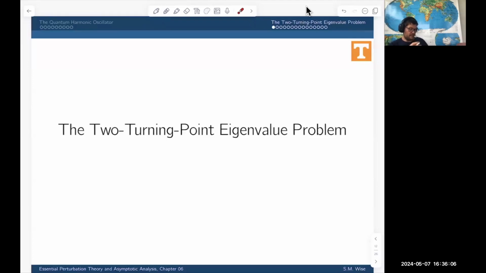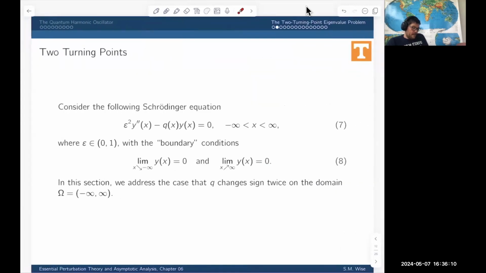So let's see if we can generalize that last problem a bit. Here we're going to consider the following Schrodinger, quote unquote, type equation, a time-independent Schrodinger type equation. We're going to include the possibility that we have an epsilon term up front, where epsilon is a small parameter. y satisfies the usual boundary conditions: as x goes to minus infinity, y approaches 0, and as x approaches plus infinity, y approaches 0. In this case, we're going to be interested in getting an approximation to this problem on the domain minus infinity to infinity. But now we're going to assume that Q can change signs two times on the domain.